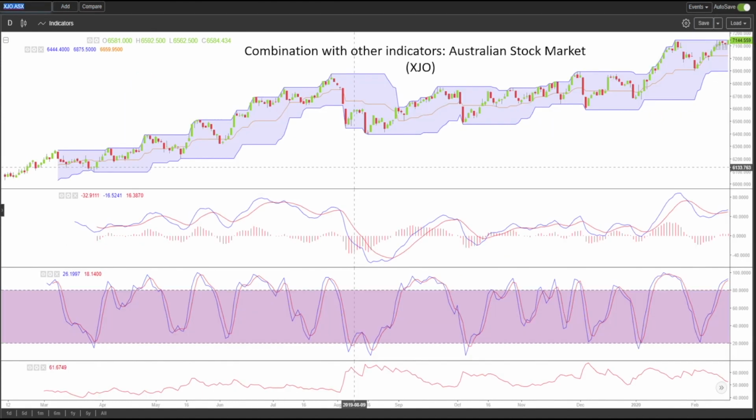So for our final example, we're actually going to look at how we can combine the MACD with other indicators. And today we're not going to use a stock. We're going to use an index. We're going to use the Australian stock market, the XJO, which is the ASX 200. So what are we looking at here? This is something we can use to get an overall picture of where our index is heading.